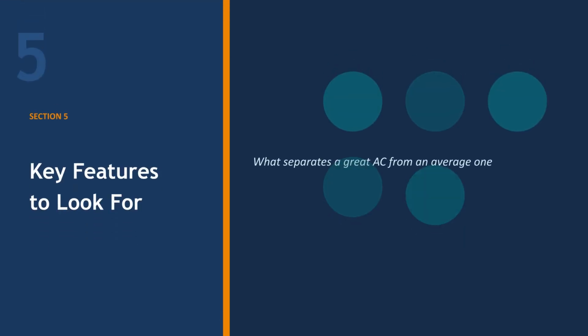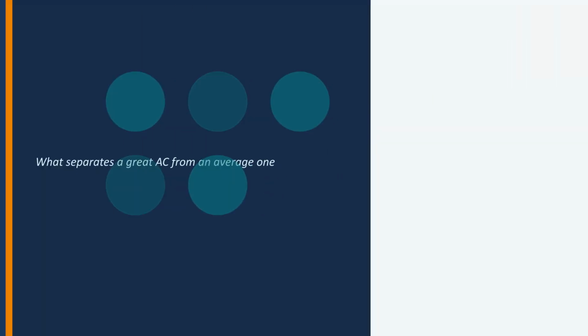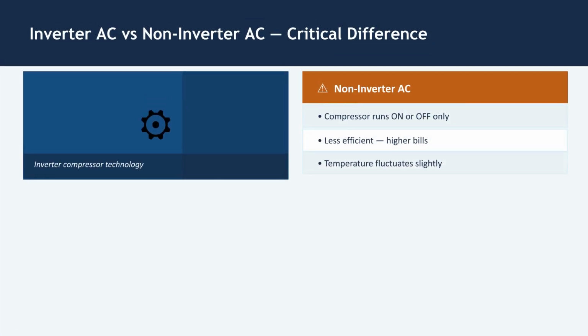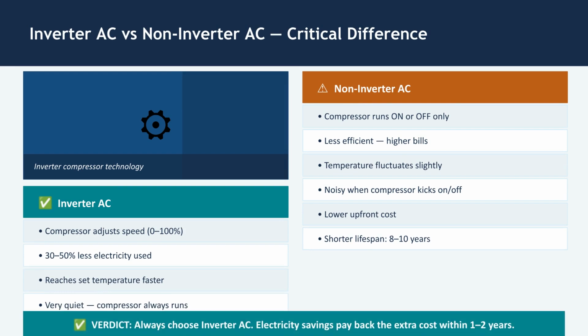Section 5 highlights key features to look for, distinguishing a great AC from an average one. Inverter ACs adjust the compressor speed, using 30 to 50% less electricity, reaching the set temperature faster, and operating very quietly. Non-inverter ACs run only on or off, making them less efficient, causing higher bills, and shortening their lifespan. Always choose an inverter AC for better performance and long-term savings.